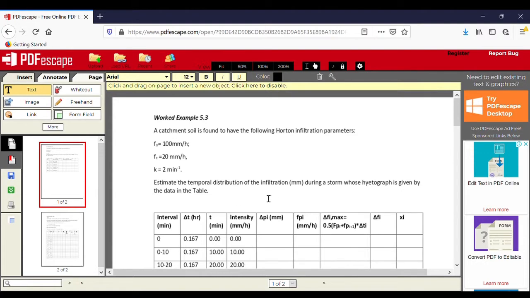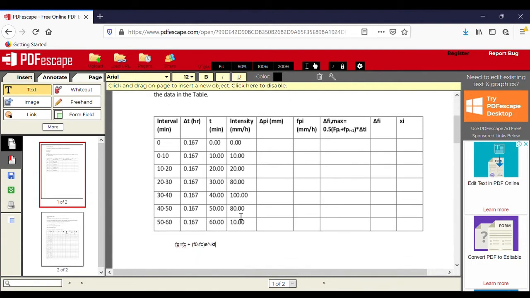Estimate the temporal distribution of the infiltration in millimeter during a storm whose hydrograph is given by the data in the table. Interval 0, these are all in minutes. Change in T should be in hour, so first you have to convert it to hour. You divide by 60, you get 0.167 for each of them because the intervals are 10 minutes. You get your time, which is the intervals, and then you get your intensity. This is also given; this is what is calculated after the test has been carried out.